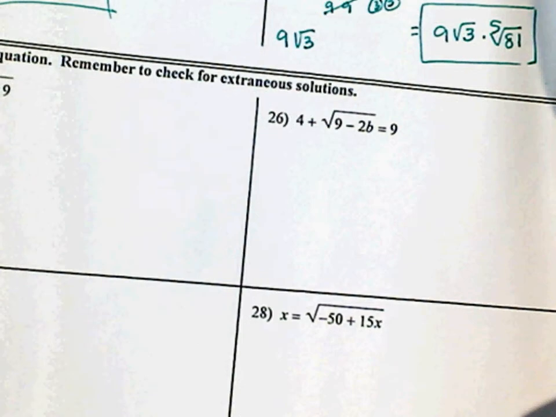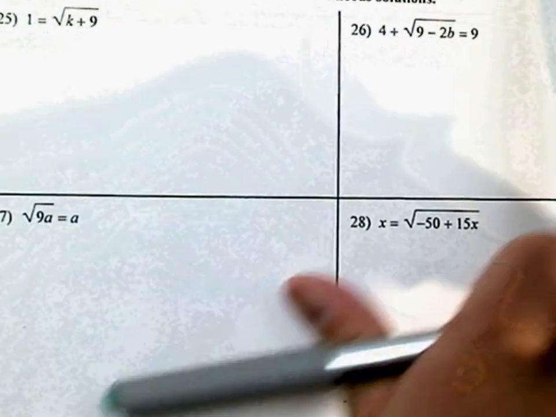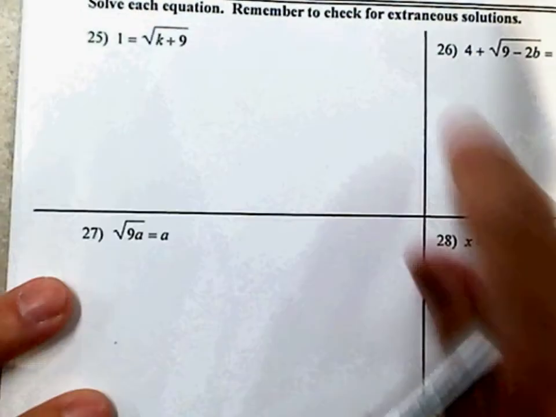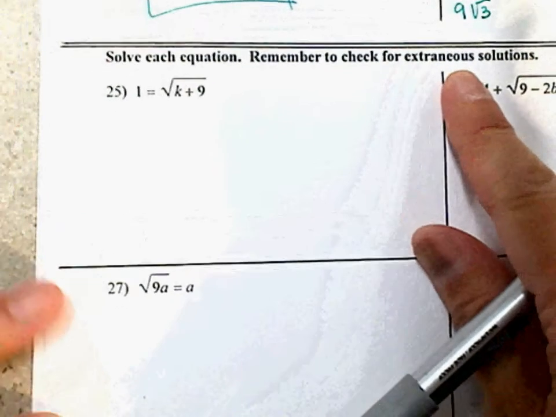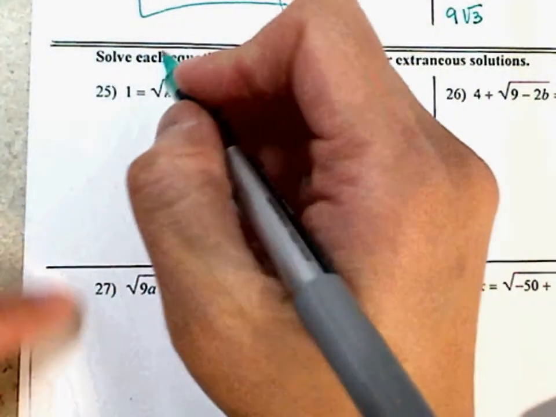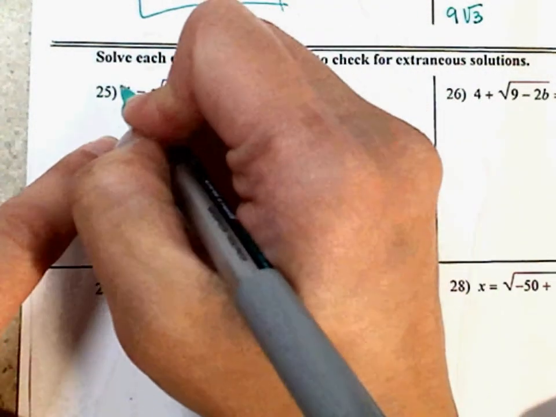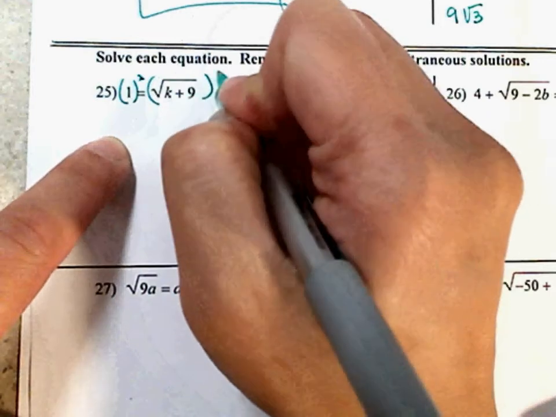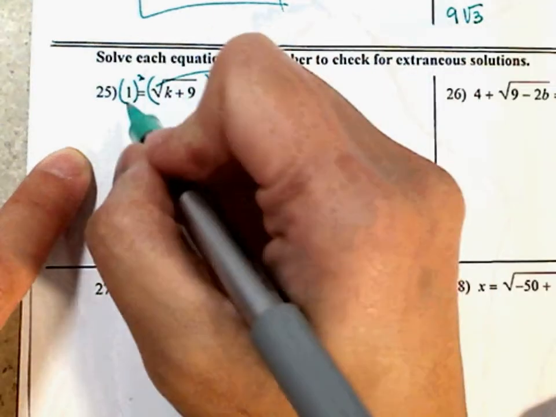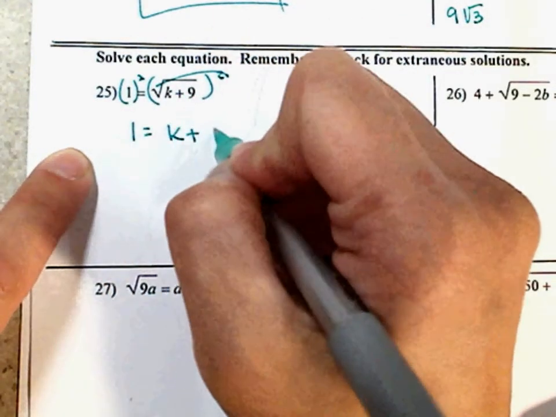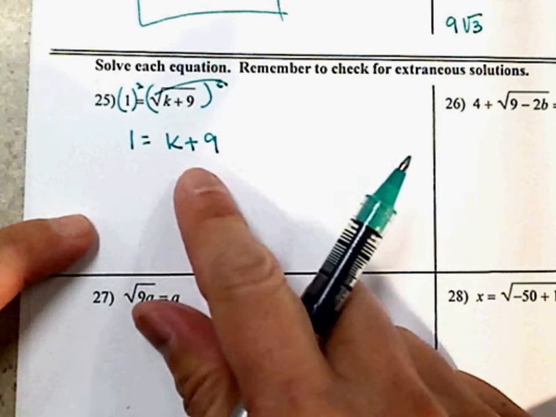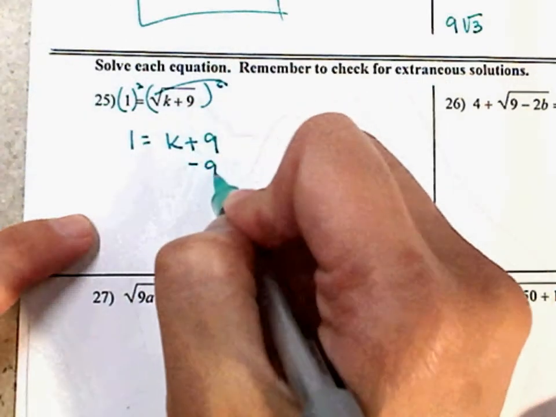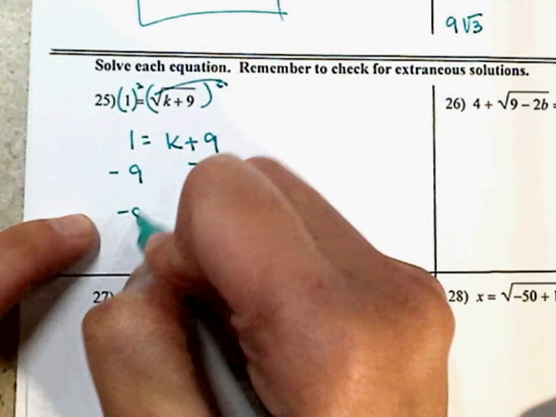Number 25. You are solving. The thing about solving is you need to check for extraneous solution. All right. Opposite of a square root is a square. See how that goes away? 1 squared is 1. K plus 9. That should look familiar to you all. Subtract 9 from both sides. So negative 8 is equal to K.